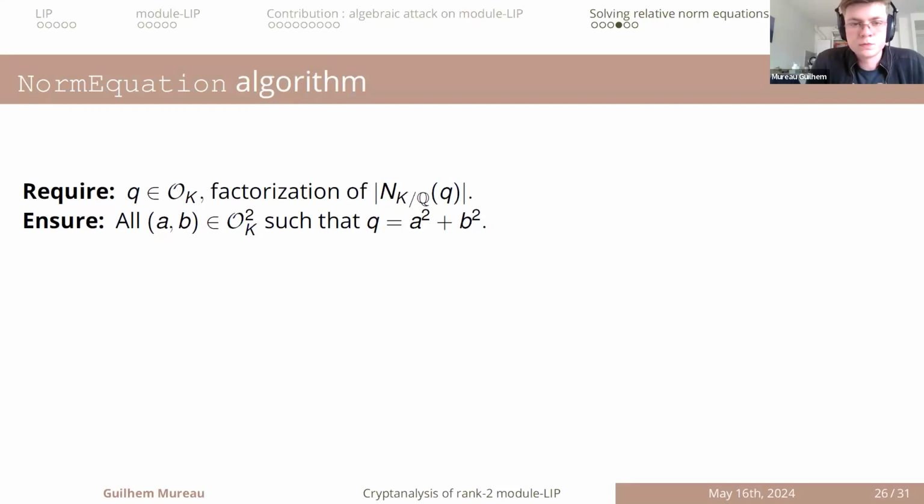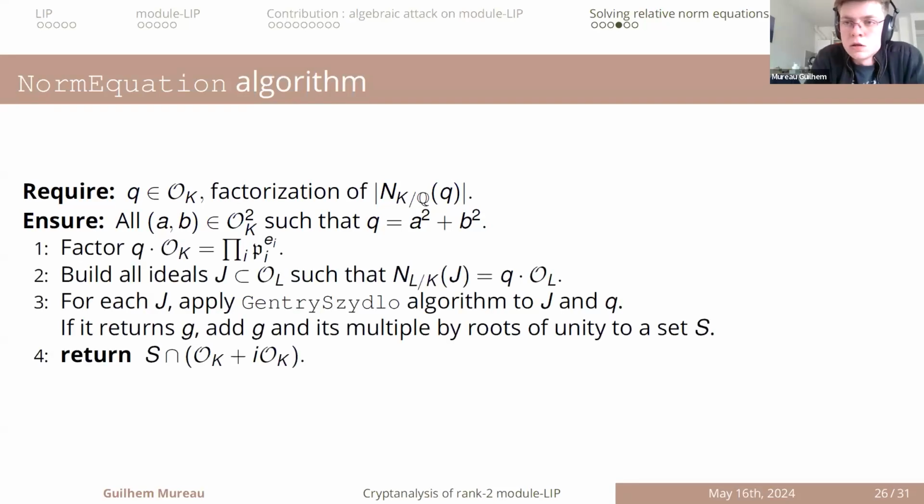Okay, so we have everything to give the norm equation solver. Let me recall that in input, we need the prime factorization of the absolute norm of Q. The first step is to compute the prime factorization of QOK, which is an easy step because factoring the ideal generated by Q is almost the same thing as factoring the norm. So this is almost an input of the algorithm. So the first step is easy.